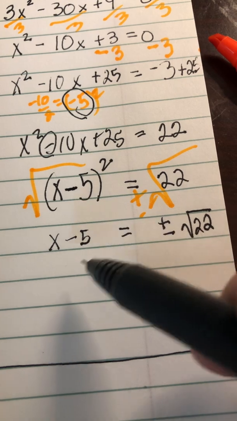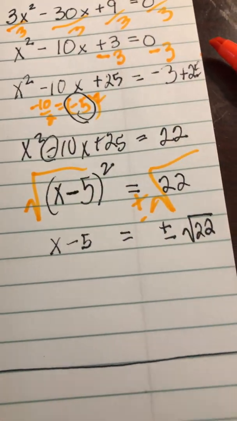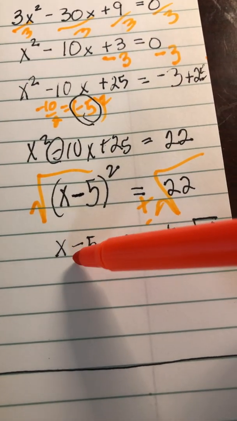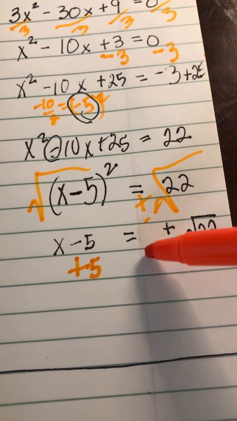And then step 6 says solve for x. So that means we're going to have to get x by itself. So we're going to add 5 to both sides.